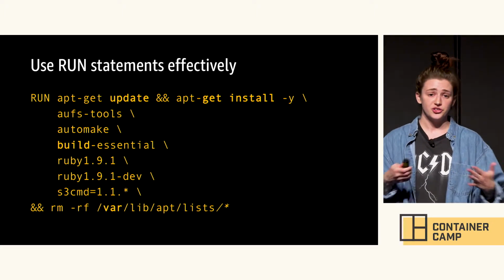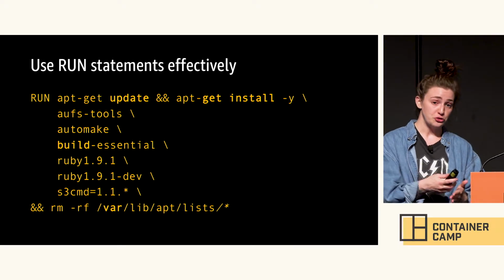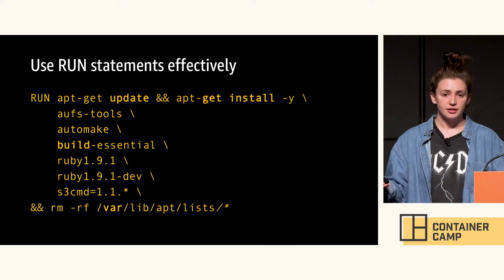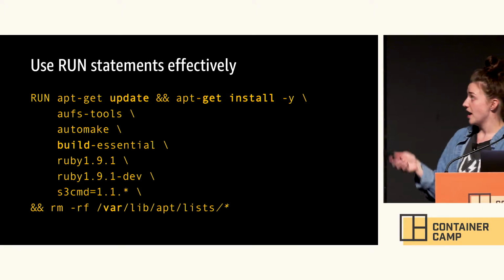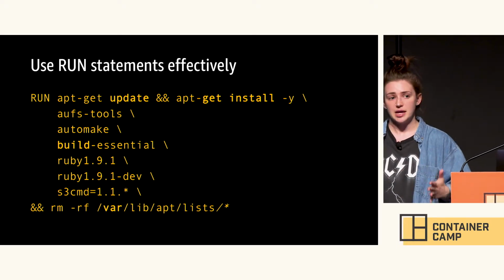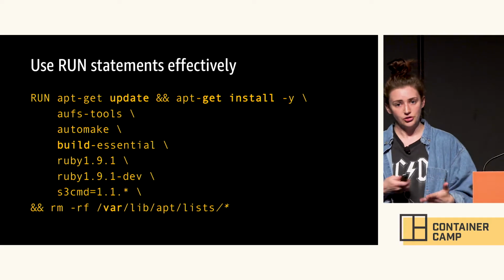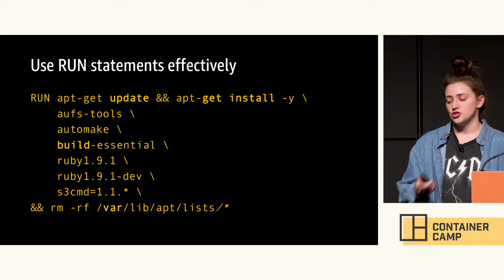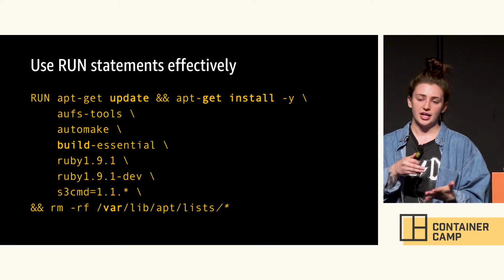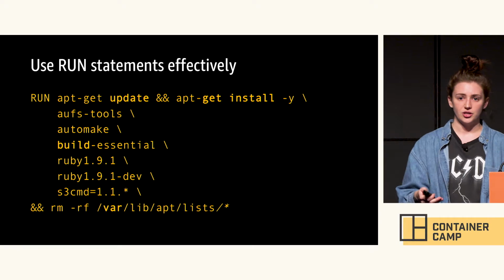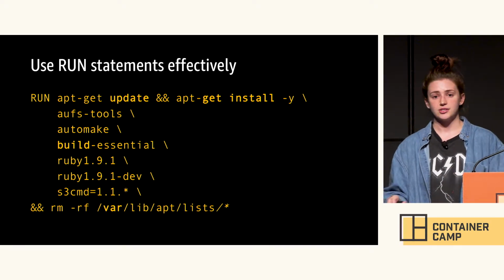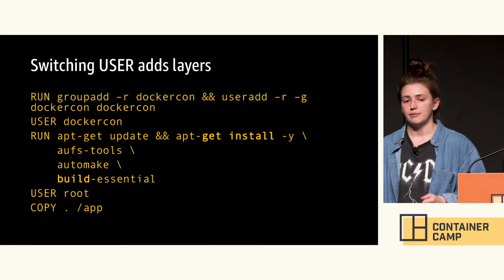I've also pinned some versions here. So that way I don't look for a new version every time. As long as I have Ruby 1.9.1, I'm done. I also have a cleanup statement at the end here, so rm -rf. I'm cleaning up some of the installation files in the same statement. So the way that it works with Linux distributions is that if I update and install and then remove those list files in the same statement, those lists don't get committed to the final size of the image. I download them, I use them, and then they're gone without committing to the final size.